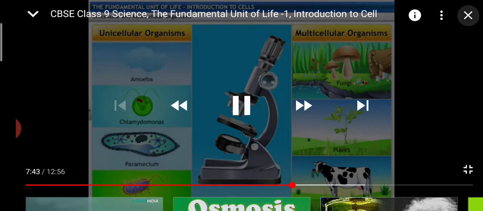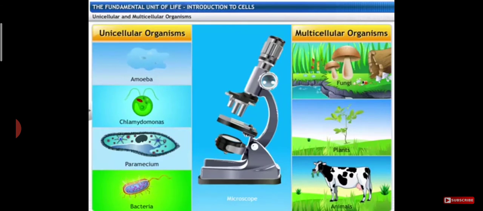And bacteria have single cells, which constitute the whole organism. These organisms are called unicellular organisms. On the other hand, in organisms like fungi, plants and animals, multiple cells group together to form tissues. These organisms are called multicellular organisms.